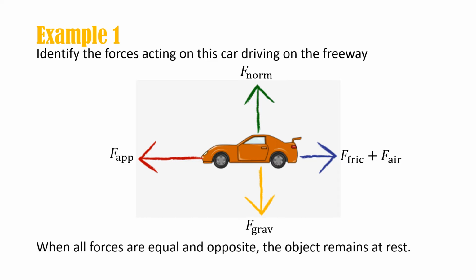If, however, all of those forces were equal and opposite, they would cancel each other out and our car would remain stationary. All right, our normal force and our gravitational force, those should hopefully cancel each other out. And our applied force is going to be bigger than our friction and air resistance, so we're moving forwards. But if they were exactly the same, we would be basically revving our engine and not moving.